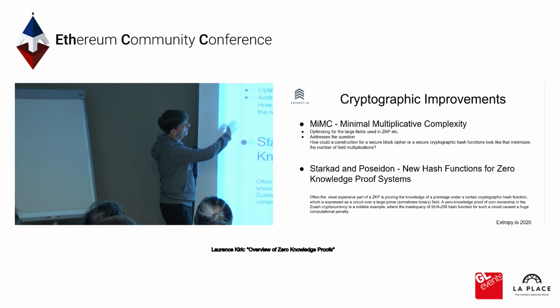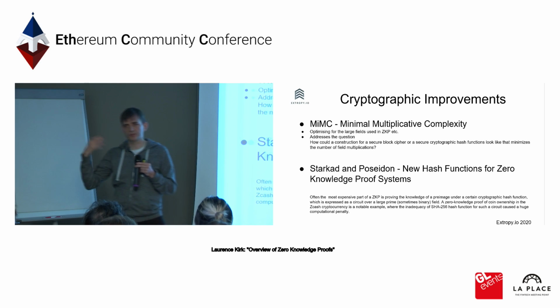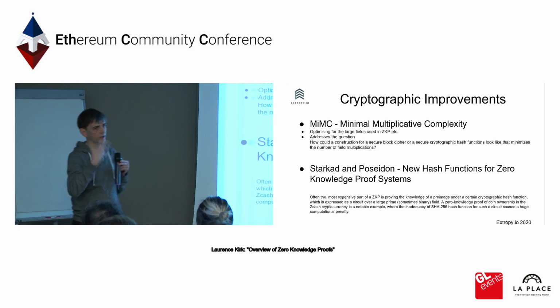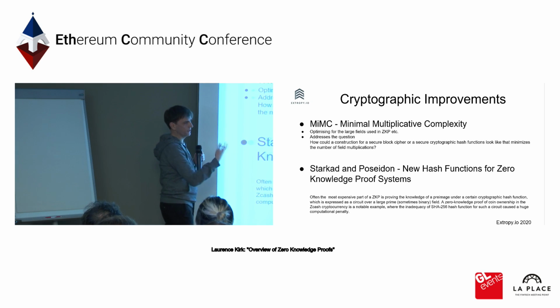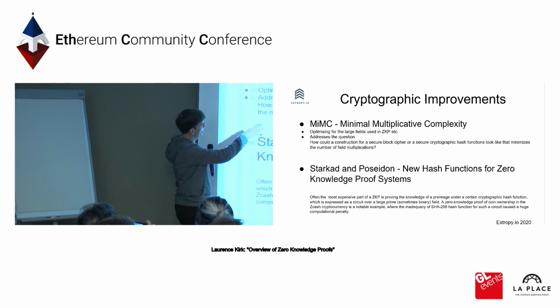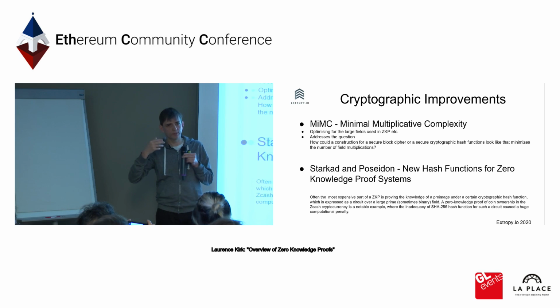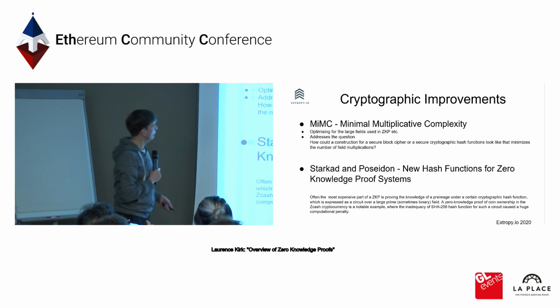And MiMC really looked at the fact that when we are doing zero-knowledge proofs and we're doing cryptography, we're using large finite fields, and that the computation really needs to expect that. And so they're trying to minimize the amount of multiplication needed, rather than working bitwise on small fields.